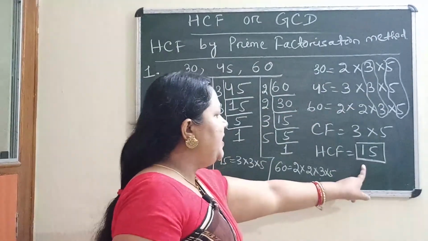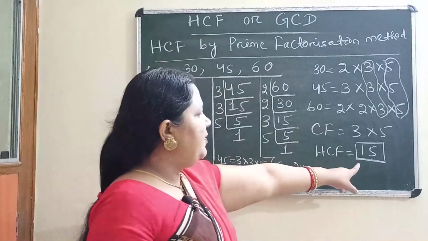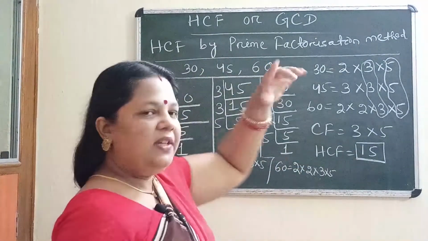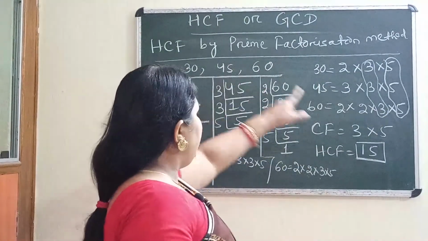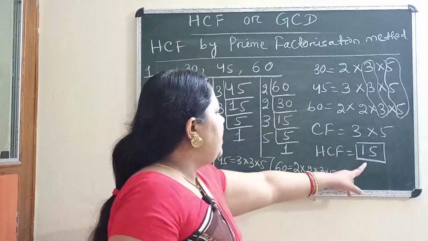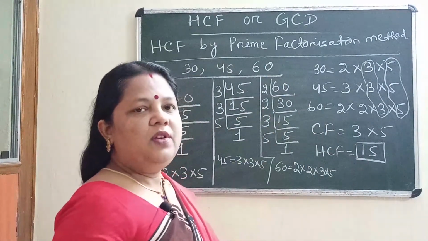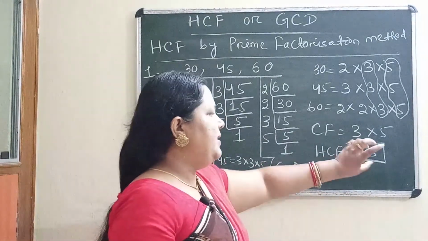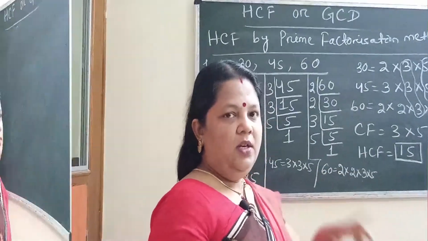When you divide all these numbers by 15, 30 by 15, you will get 2 without leaving a remainder. 45 by 15, you will get 3. 60 divided by 15, you will get 4. So the remainder is 0. That means it is completely divisible, and this is your highest common factor.